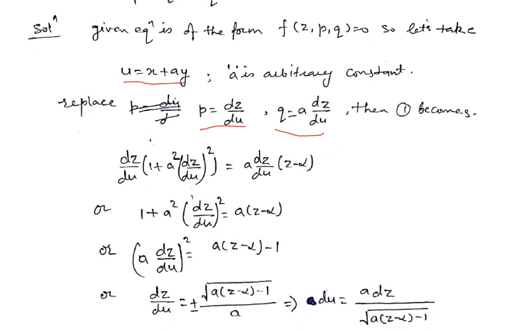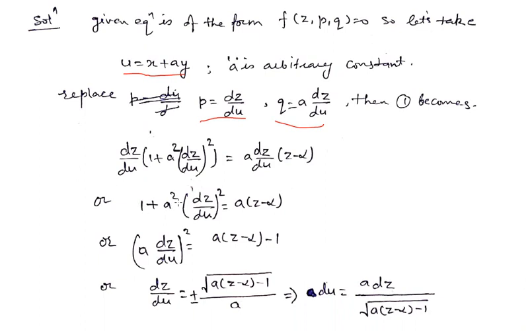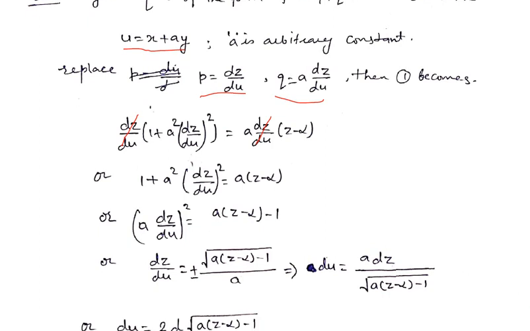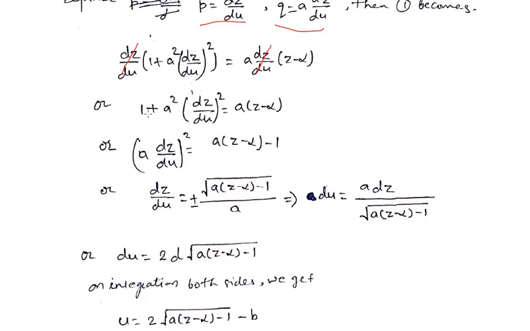From here we can rewrite it as 1 + a² (dz/du)² = a(z − α). The term dz/du cancels out on both sides, so the remaining term is this one. Now taking this one to the right-hand part, we get a²(dz/du)², so we rewrite it as a²(dz/du)² = a(z − α) − 1.